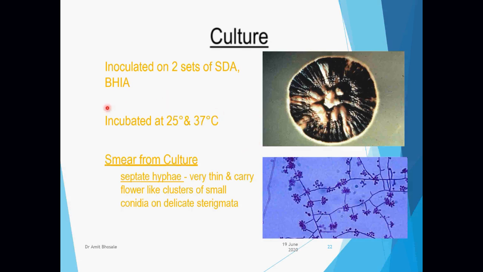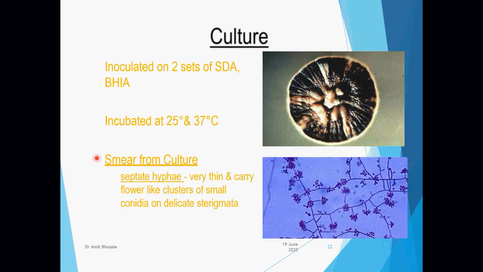Culture. Inoculation is done on two sets of Sabouraud dextrose agar and brain heart infusion agar, and the media are incubated at 25 and 37 degrees Celsius. As this is a dimorphic fungus, we have to keep the media at 25 and 37 degrees Celsius.